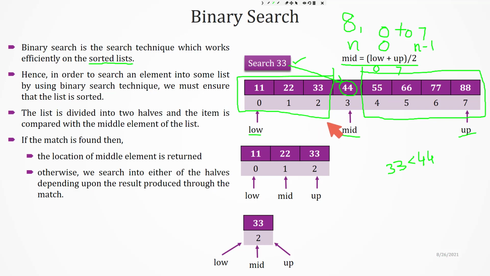So what I am doing is I will update the value of up. Here I am searching only in 11, 22 and 33. So now the list we have to search is only 11, 22 and 33. In that list the lower limit is 0 and the upper limit is 2. How did I get this upper limit? Upper limit is the same as mid minus 1.